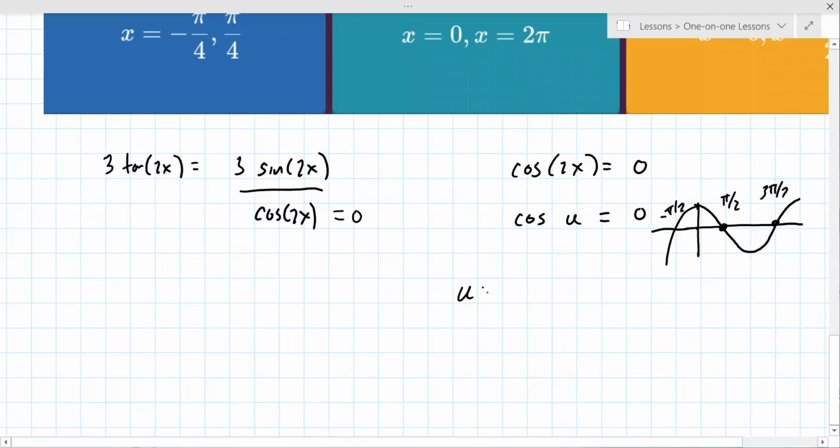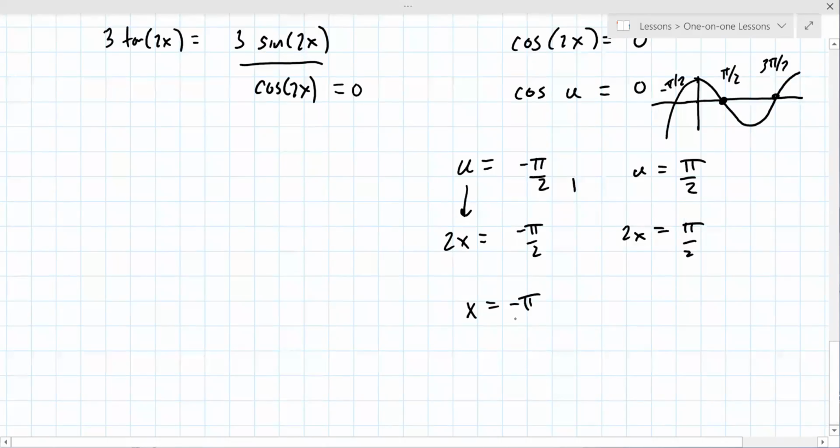If we say u is minus pi over 2 and u is pi over 2, the problem is we really need to do it for 2x, because u is really 2x. So 2x equals minus pi over 2, and 2x equals pi over 2. Solve for x. So x ends up equaling minus pi over 4, and x ends up equaling pi over 4. Okay, I see what you mean. That's understandable. So minus pi over 4 and then pi over 4. That's correct.